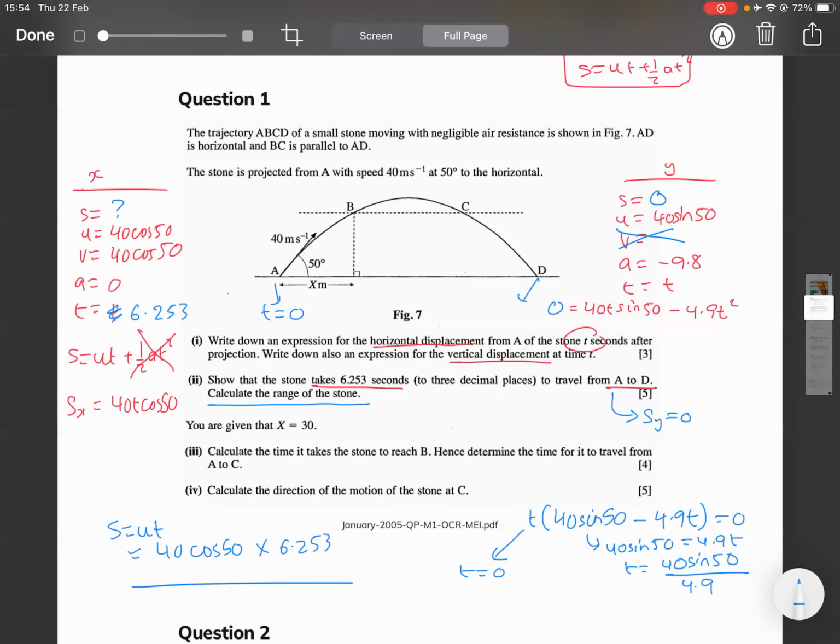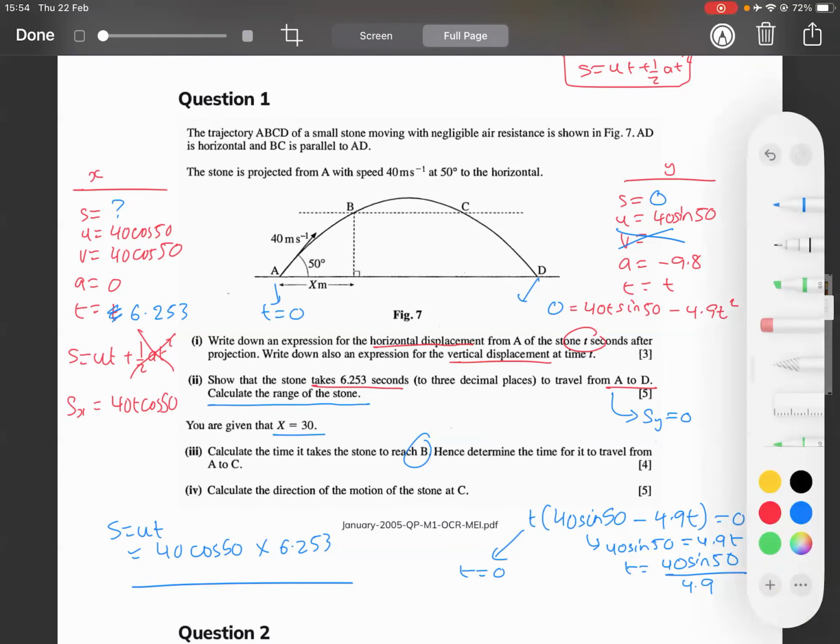Then part 3, calculate the time taken to reach B. So now it starts to get more complicated. So we have to look at B and think what's special about B. So it tells us that X is 30. So then we just do the same thing we did before. But X is the distance from A to B, so we're talking about A to C. The horizontal distance is going to be 30.